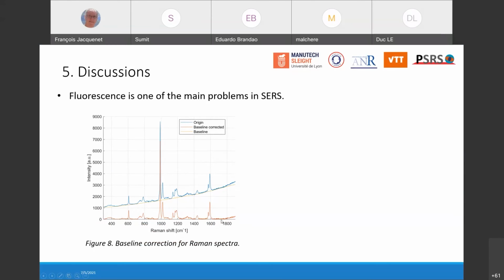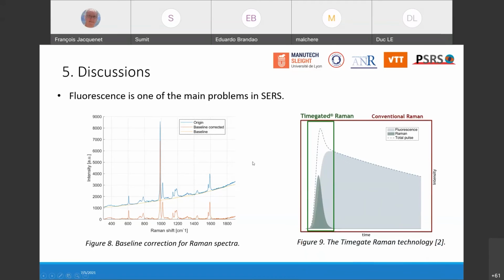However, for a sample with very strong fluorescence, it will affect a lot. So that's why I use the time gate technology. We can see in figure 9, after excitation, the Raman scattering will appear immediately. However, fluorescence is shifted a little bit and has a very long lifetime here.